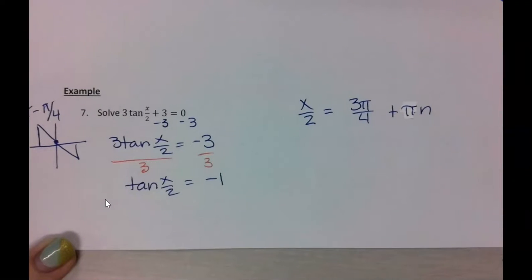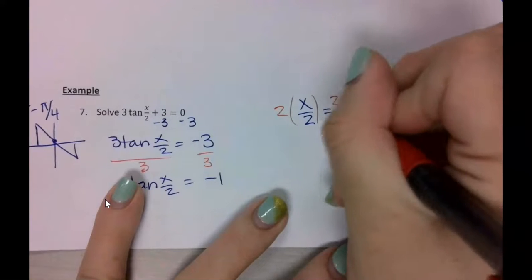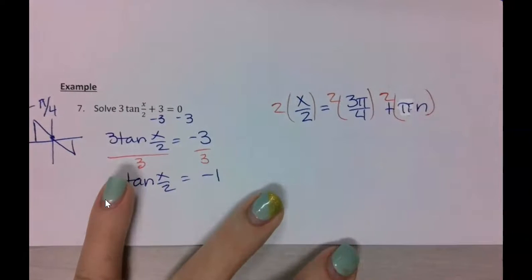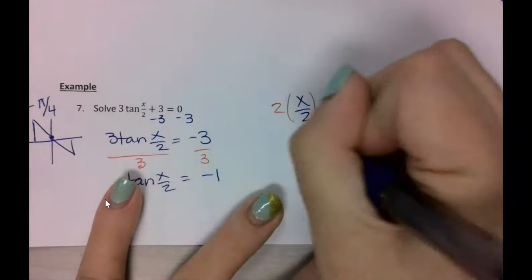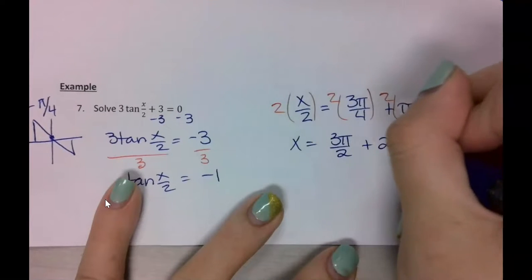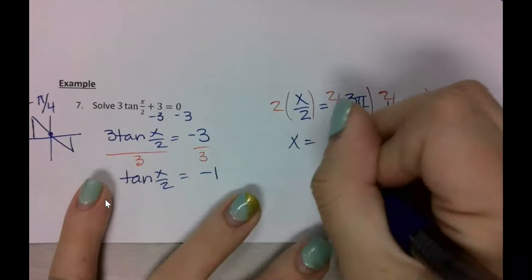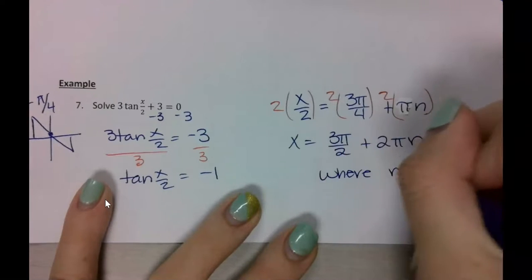So then I just want to go ahead and solve. To get rid of my fraction, I'm going to multiply everything by 2. So this is going to get me x equals 3 pi halves plus 2 pi n. And then I'm going to say where n is any integer.